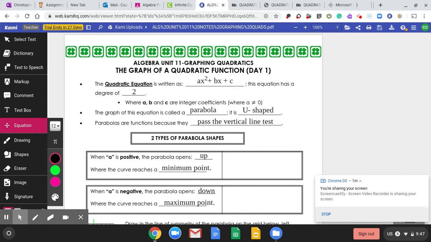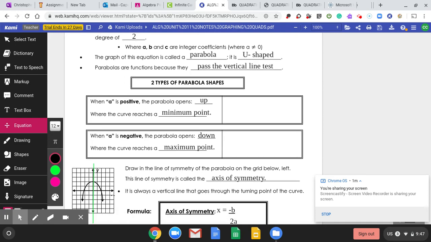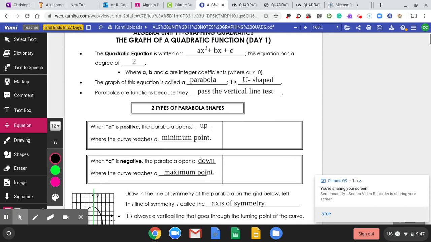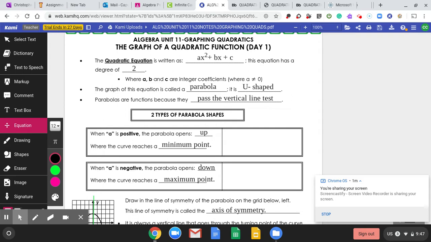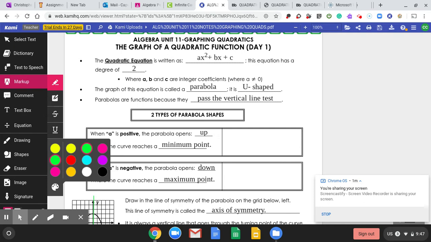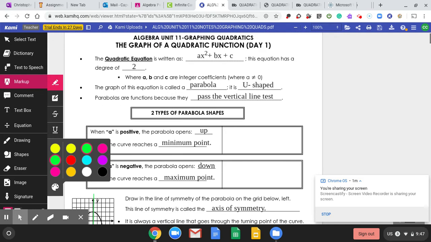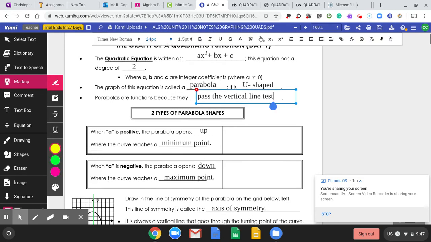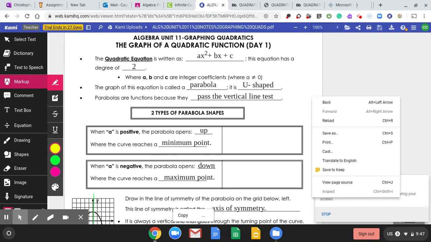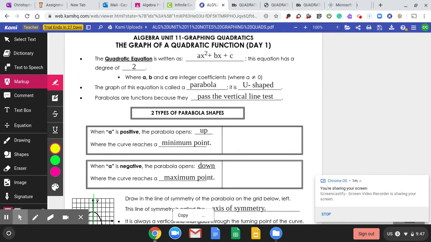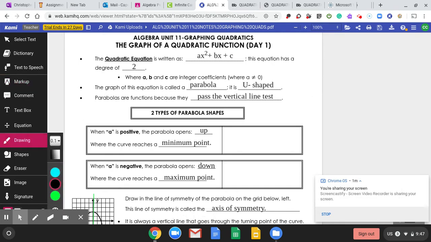All right. So the next thing you're going to see is that the graph is going to be called a parabola, and it's going to be U-shaped. Okay. So in this case, a parabola could be U-shaped, or it could be possibly upside down U. All right. The other thing is parabolas are functions because they pass the vertical line test. So anytime that you have something where the x's don't repeat and it passes the vertical line test, that's going to work.